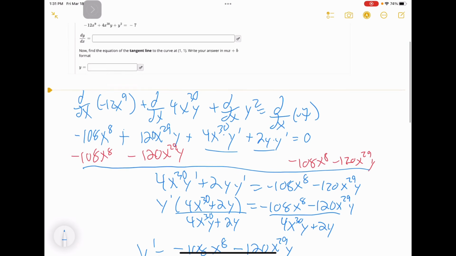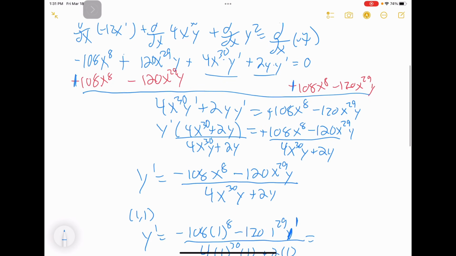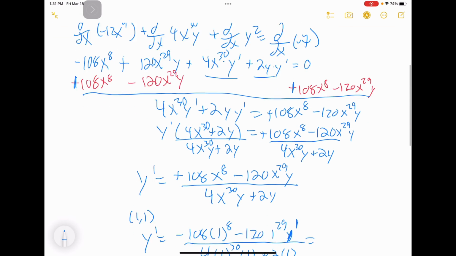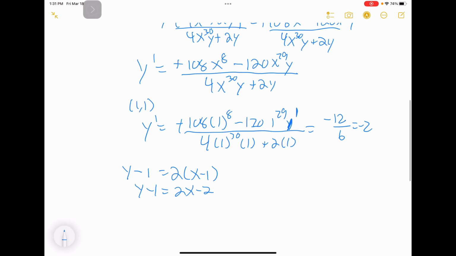Yes. So I'm thinking what happened was this should have been plus 108. So that's a plus, and that's a plus, and that's a plus, and that's a plus. So we end up with, looks like, negative 12 over 6. So it's negative 2. So y minus 1, I'm doing the point-slope formula, equals 2 times x minus 1. So y minus 1 equals 2x minus 2, plus 1, plus 1. Y equals 2x minus 1.